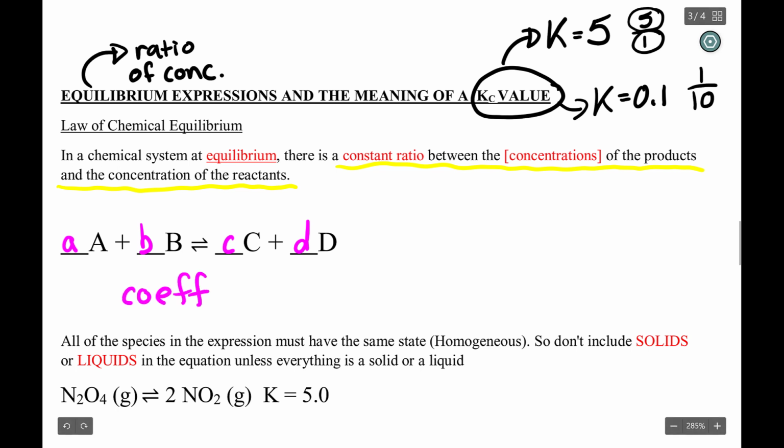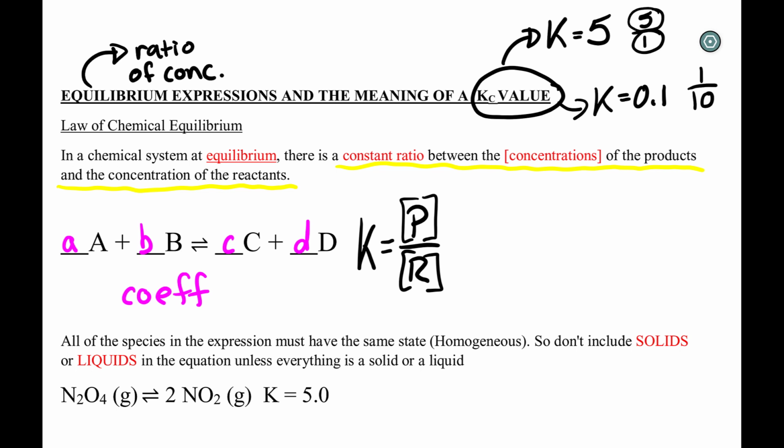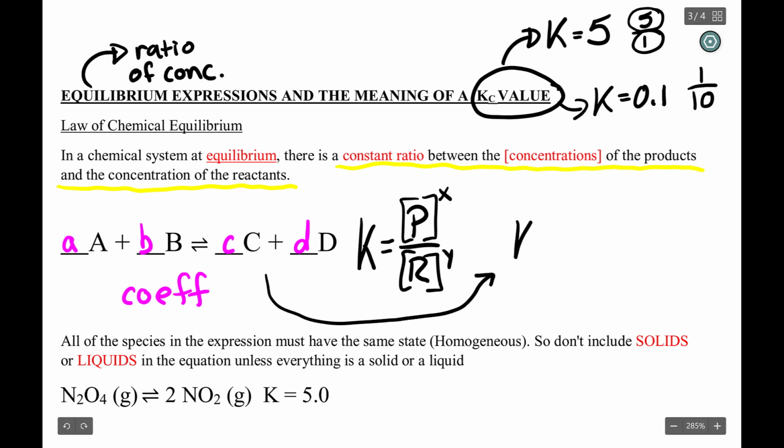And I would always be writing these K expressions in terms of products divided by reactants, and these would be concentrations, so we use square brackets. And they would be raised to the power of their coefficient, okay? So whatever that might be. So if I write the expression for this one, what it would be is products over reactant concentrations. So my products are capital C and capital D, and their coefficients would be their lowercase letter, so lowercase c and d.